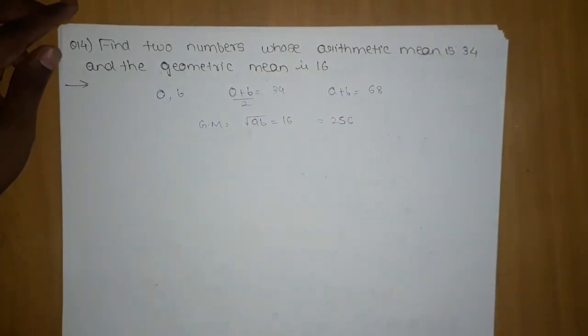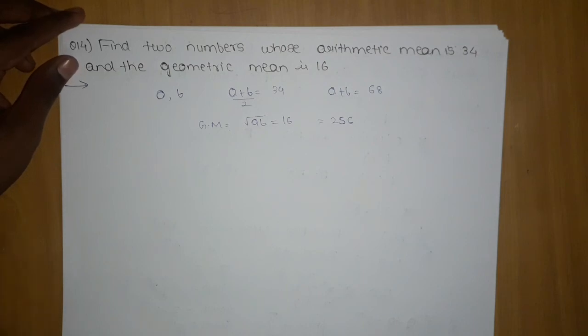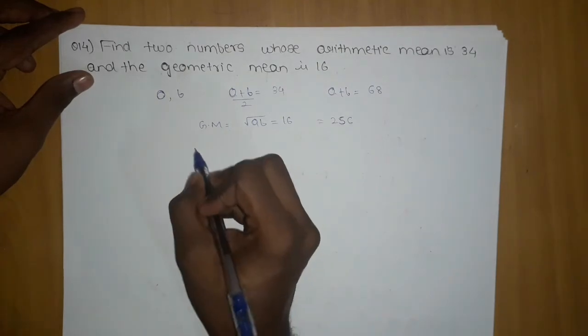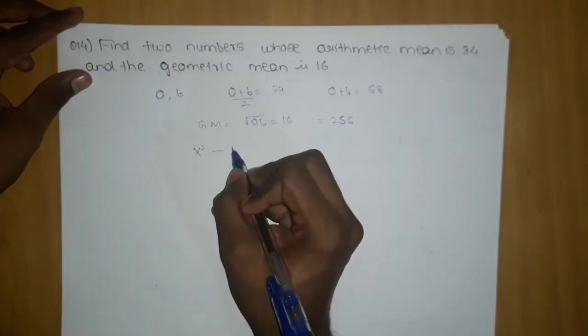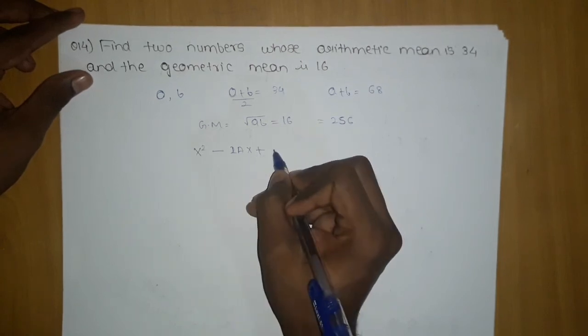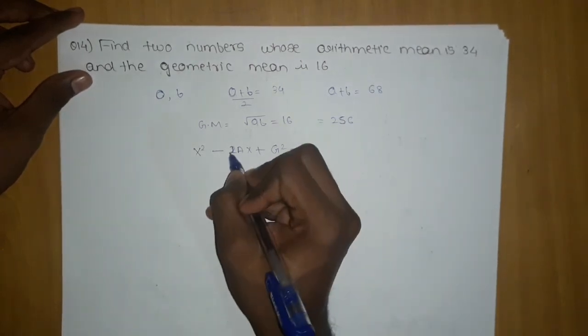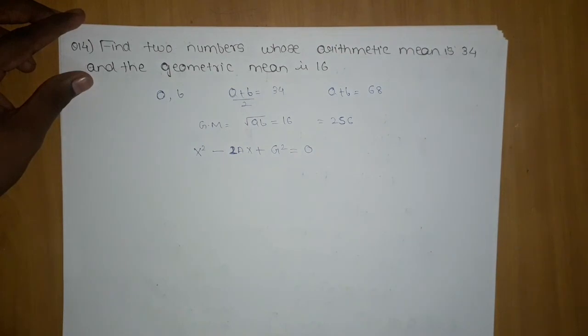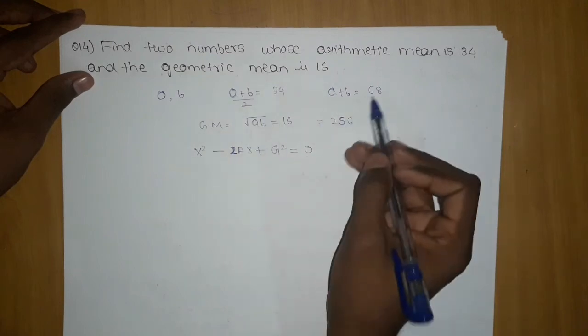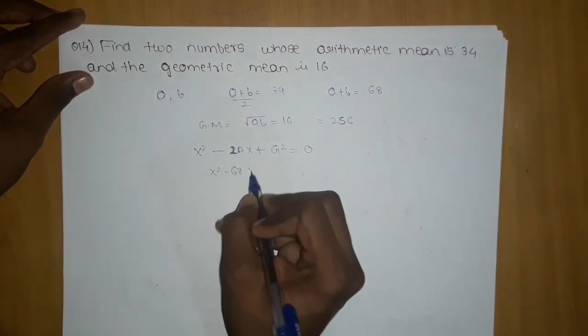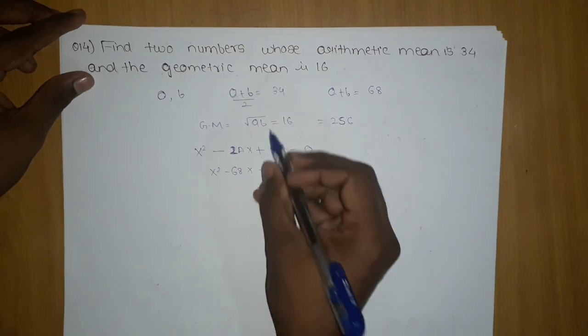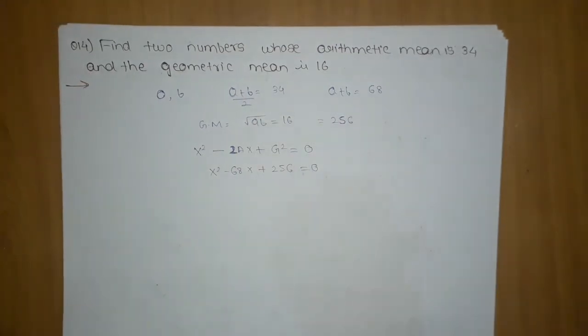Now what can we do to find the two numbers? Consider x square minus 2ax plus g square equals 0. Here our 2a was 68. So x square minus 68x plus 256, since g square is nothing but 256, should be equal to 0. Now let's find the roots. The roots will be nothing but a and b, as we have discussed earlier.